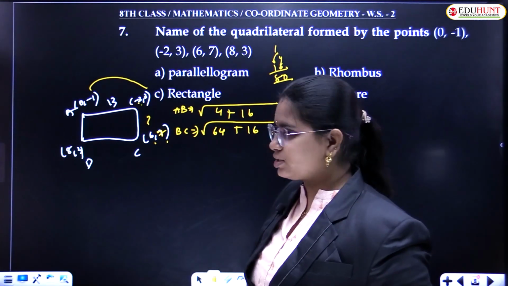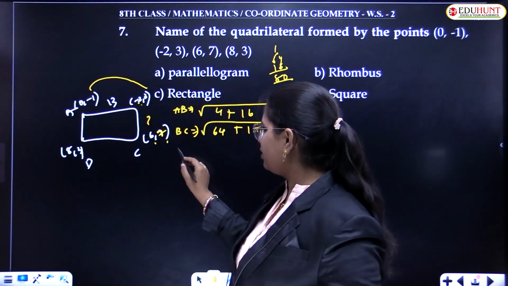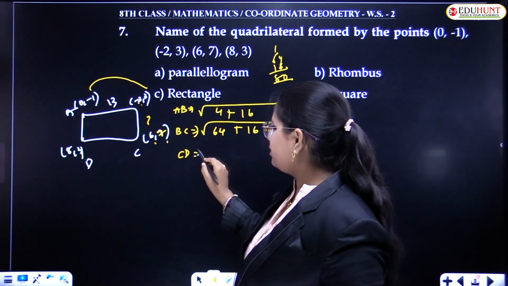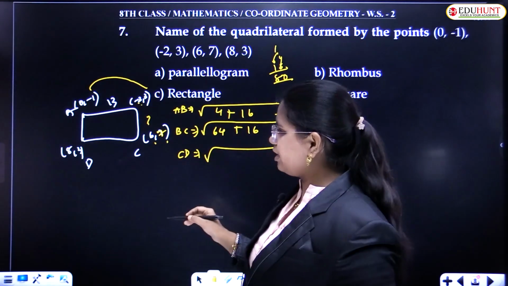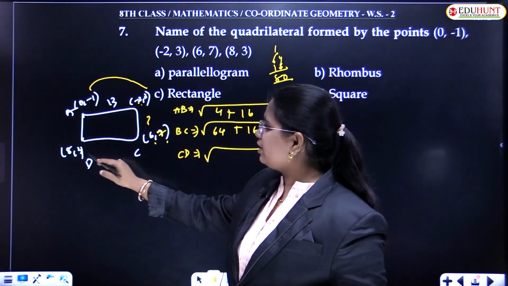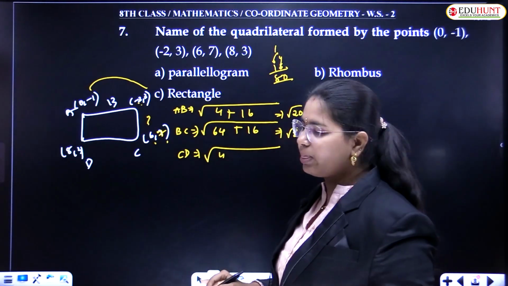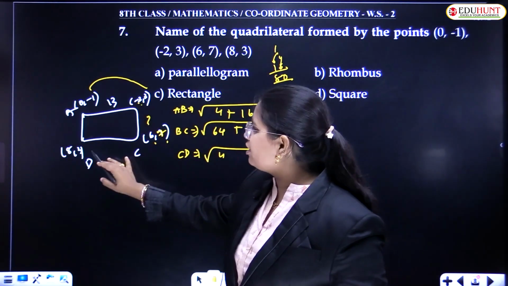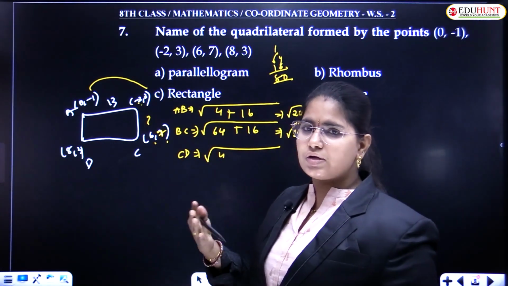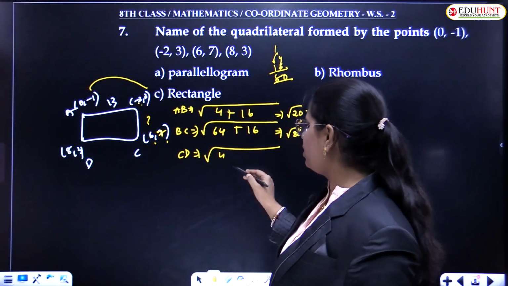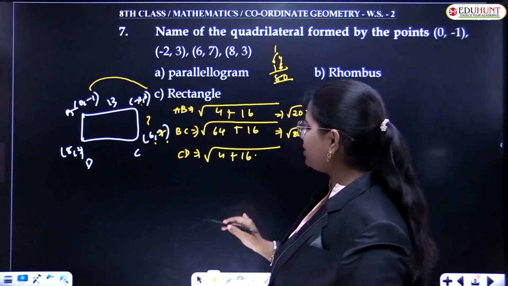Okay. Next one. So let's check with the next one. What is the next one? It's CD, correct? AB, BC is done. So what is CD? Let's check with this. 8 minus 6, which is 2 square is 4. Right? And 3 minus 7. 3 minus 7 is how much? Minus 4. And minus 4 whole square is again plus 16.